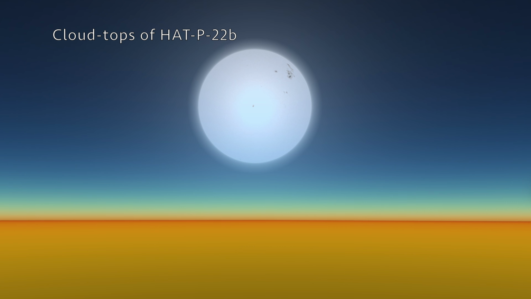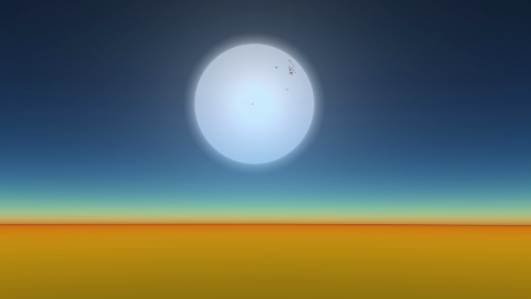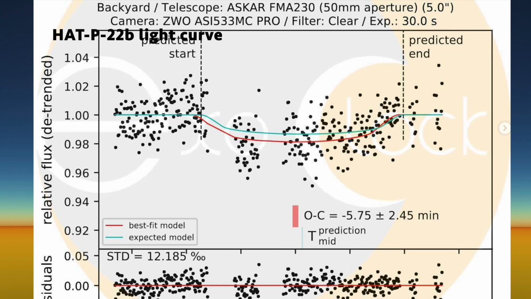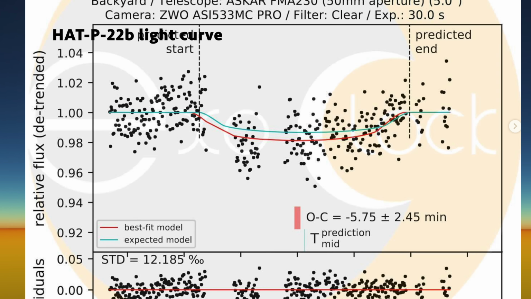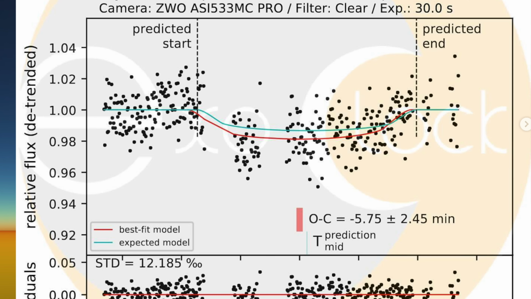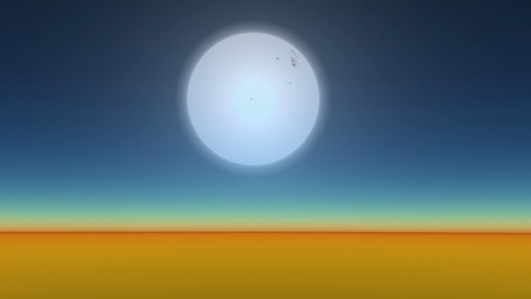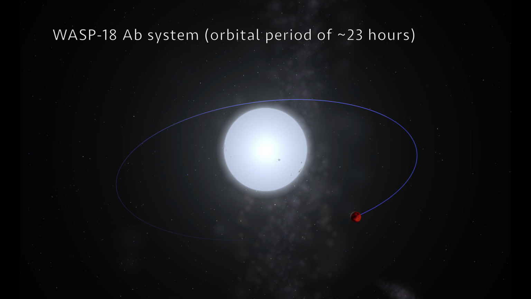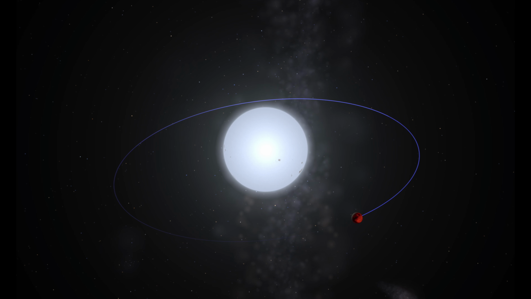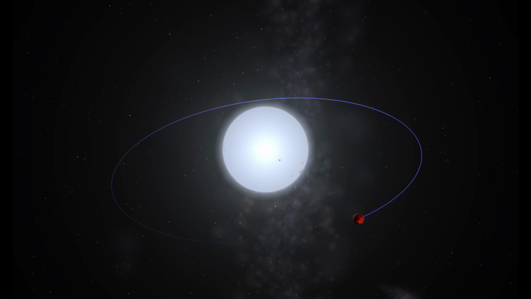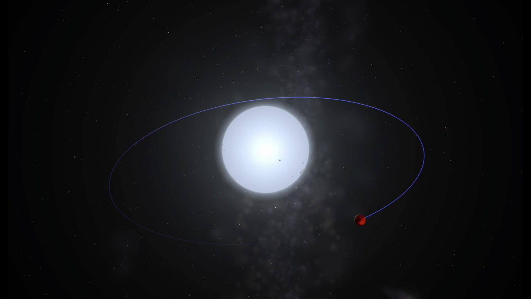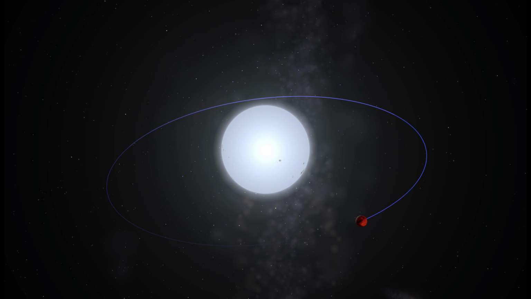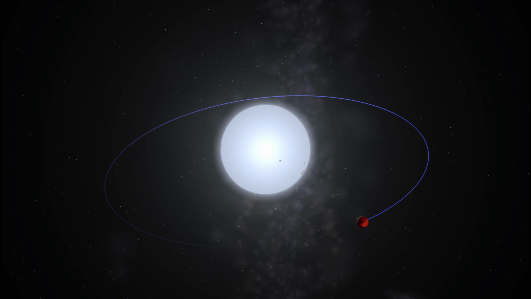With a big enough planet, the transit can even be detected by amateur astronomers. Here's a light curve that I obtained with my own telescope of a hot Jupiter orbiting a star. These hot Jupiters also tend to have very short orbital periods, mostly orbiting in only several days, some even in mere hours. For this reason, planets that have quick orbits close to their stars are the easiest to confirm using this method.